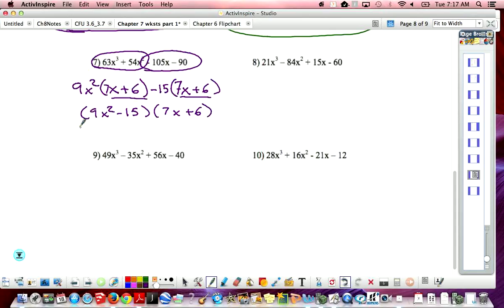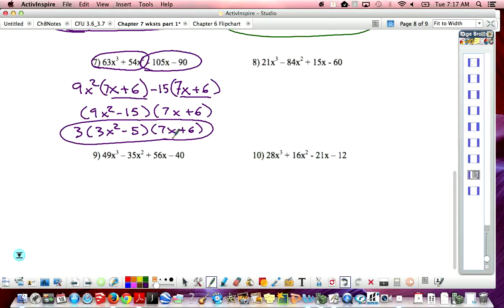9x squared minus 15 still has a 3 in common. So I have 3 sets of 3x squared minus 5. It might happen from time to time that we have to factor out what they might have in common.